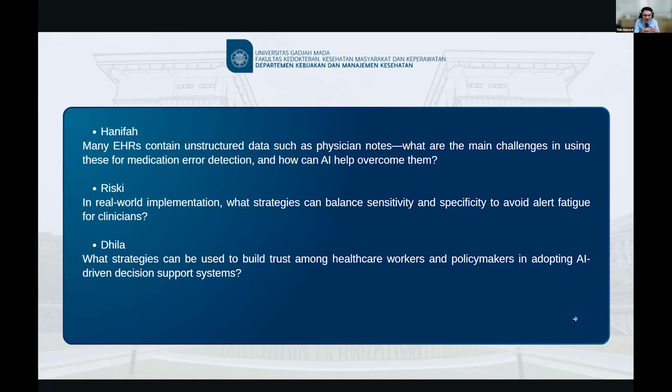Usually the consistency between physicians is not high. We invite physicians to help us label prescriptions as appropriate and inappropriate, but we find that sometimes their consistency is not high, only 0.7. It means even if one physician considers a prescription appropriate, another may consider it inappropriate.